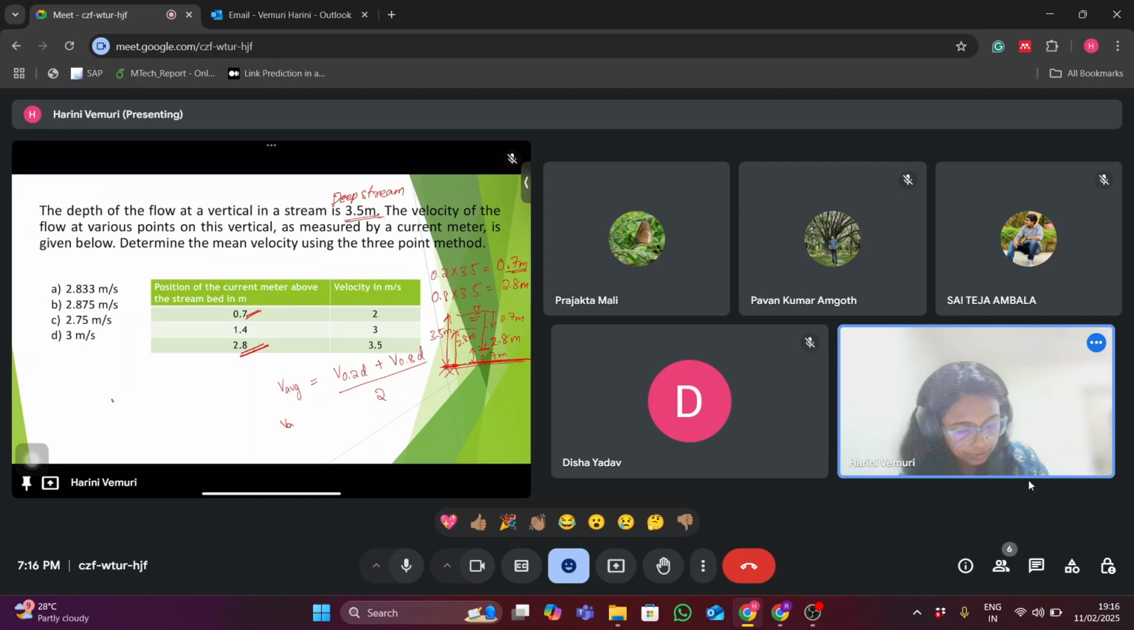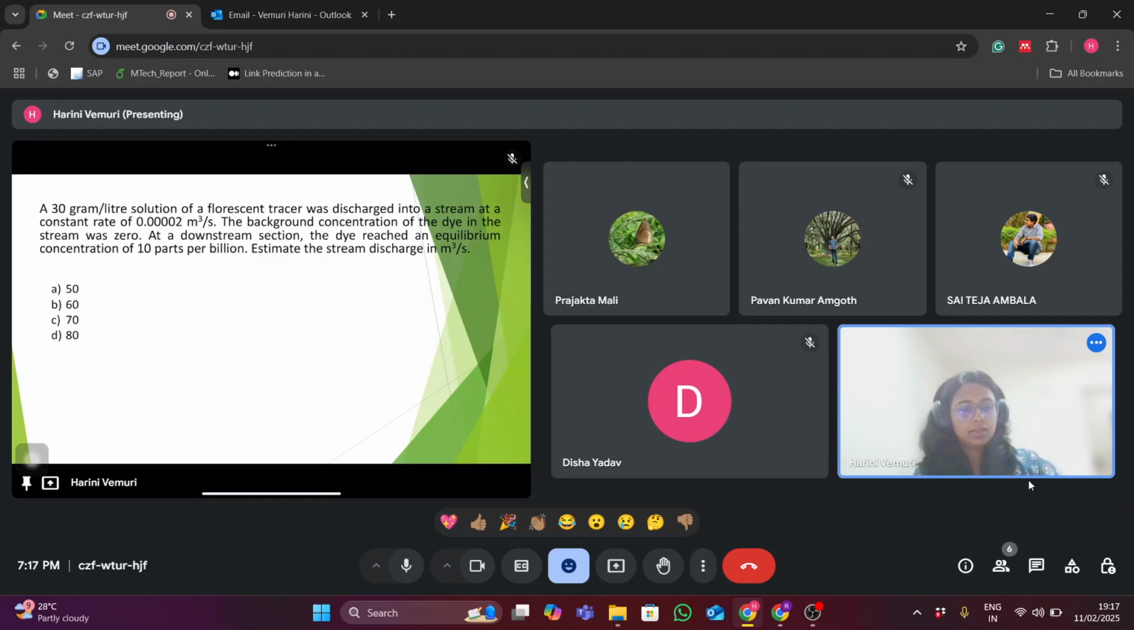So V average equal to 3.5 meters per second plus 2 by 2. It is 5.5 by 2, 2.75 meter per second. So this is the average velocity in that particular cross section.